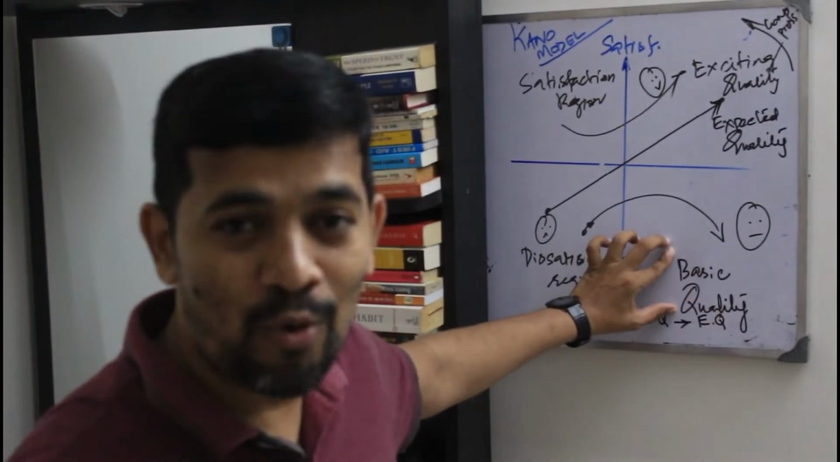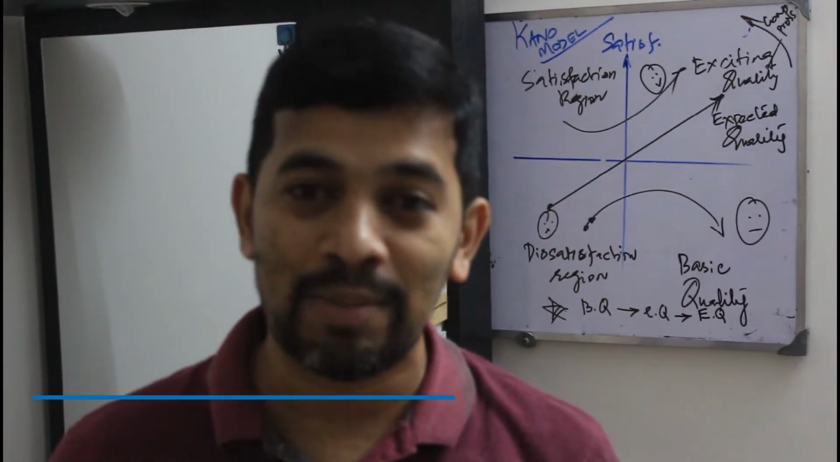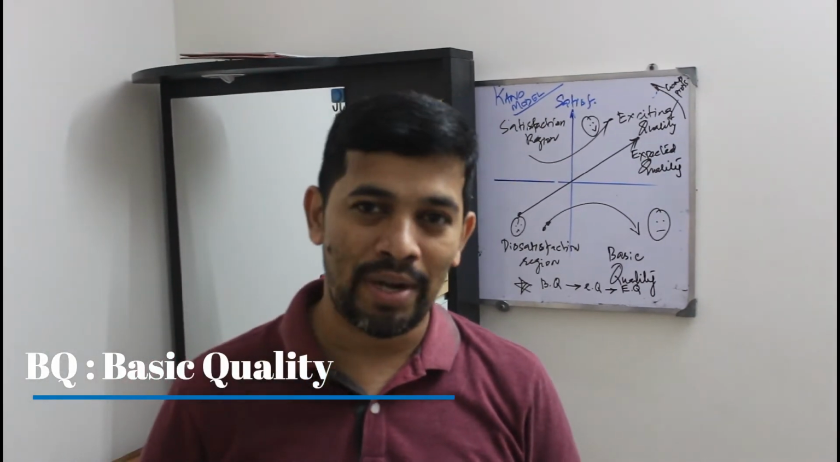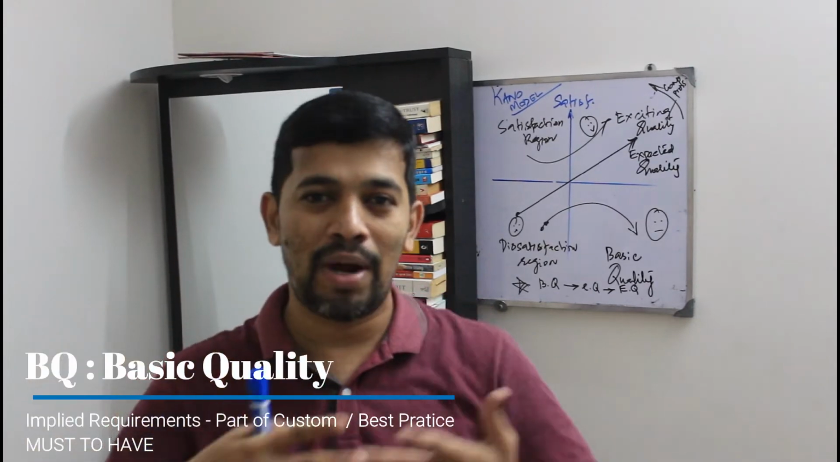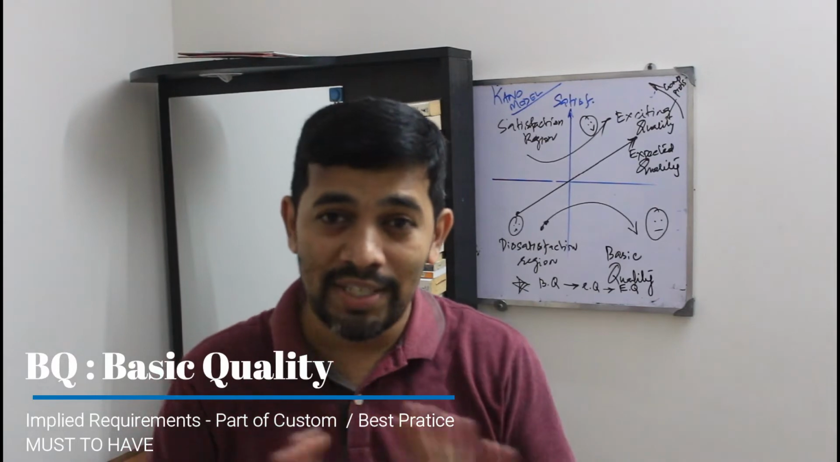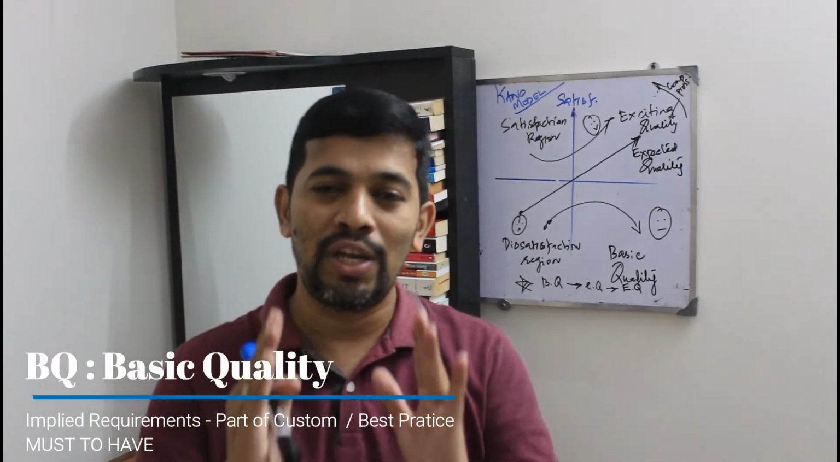First one is the basic quality. Basic quality is something which the customer will not explain, and in ISO terms that is called implied requirement. Implied requirement comes from the part of the custom or part of the best practices. That is the basic quality. Customer will not describe it, customer will not mention it, and those are the things which we need to comply with.